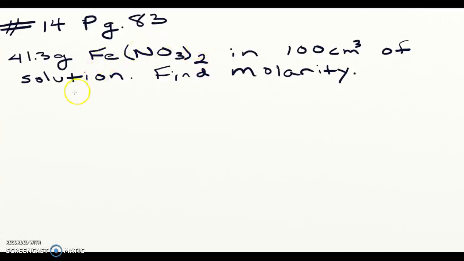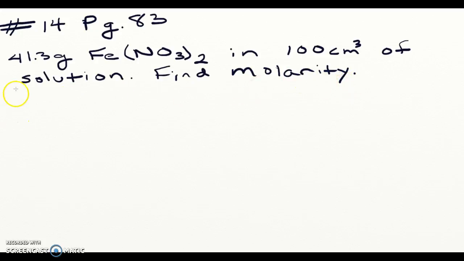Okay, it's Mr. Martin. I'm going to work problem number 14 from your homework this evening. Found on page 83, you were to do 12 through 16, so this is just problem number 14. It reads: 41.3 grams of iron nitrate in 100 cubic centimeters of solution. I want you to find the molarity.